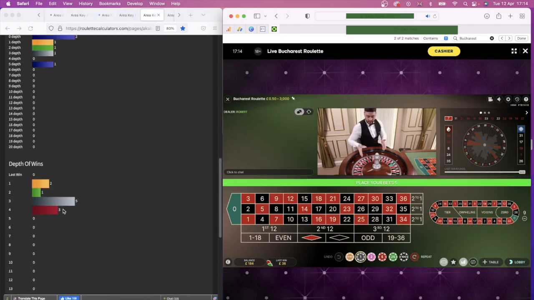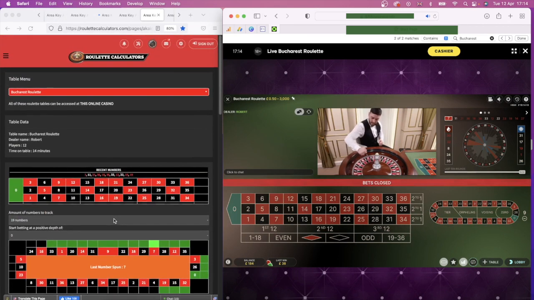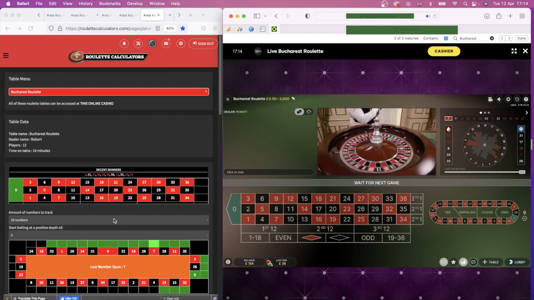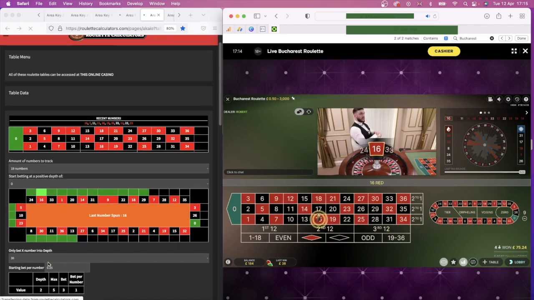So you can see here, we've had a depth of 3, depth of 5, depth of 1, depth of 2. Then we did have the 0. And now we're currently on a depth of 1. Okay, so that's gone to 16. So again, that is on the unhighlighted there. That's now put that to a depth of 2, which is good to see.